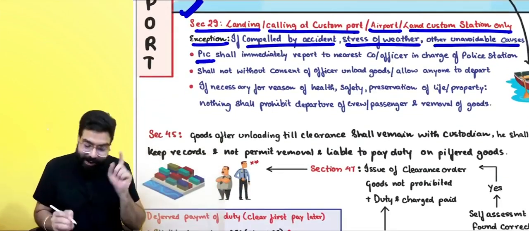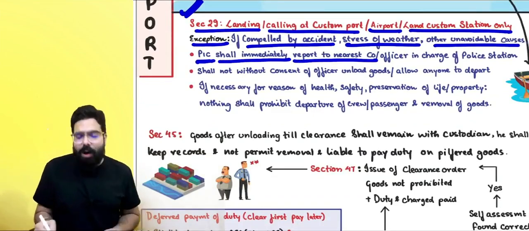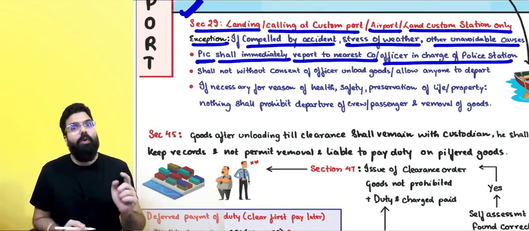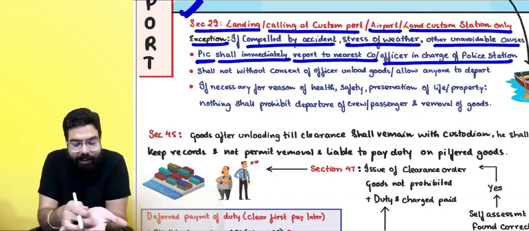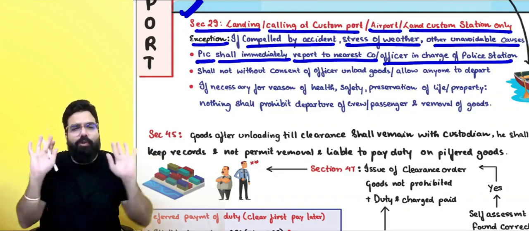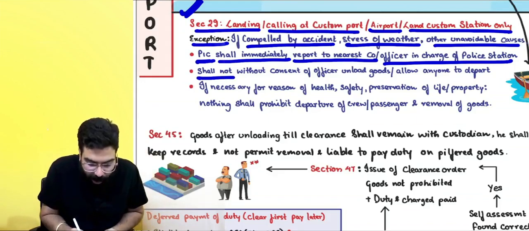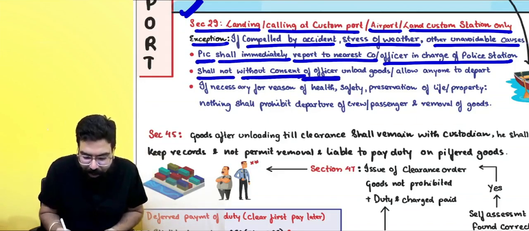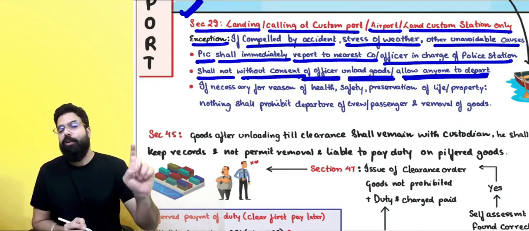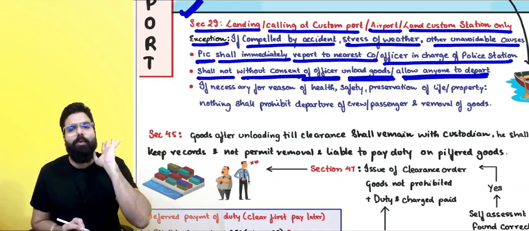The person in charge shall immediately report to the nearest custom officer or the officer in charge of a police station, and show him the logbook, saying, sir, see the logbook, we are coming from here, today we have reached here. That logbook you should show him if they are asking you. Then also you shall not, without the consent of the officer, unload any goods or allow anyone to depart.